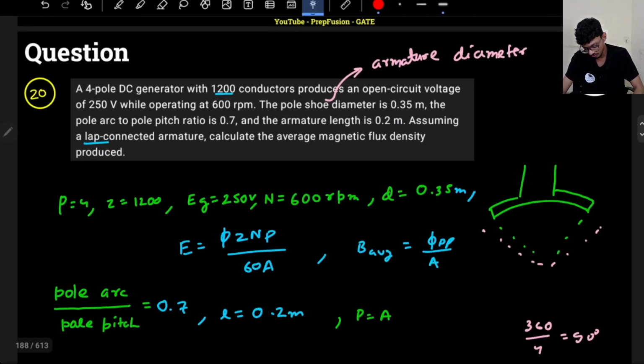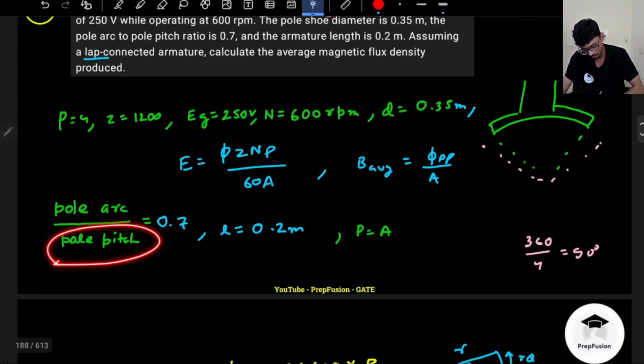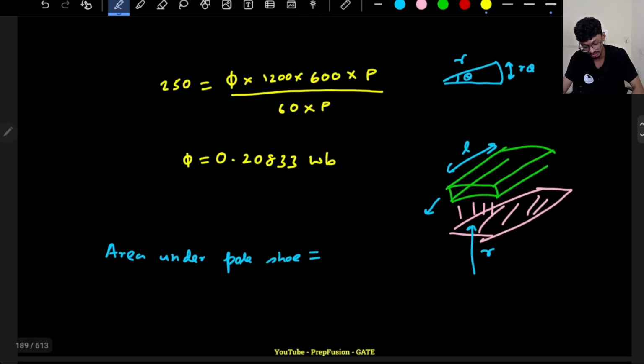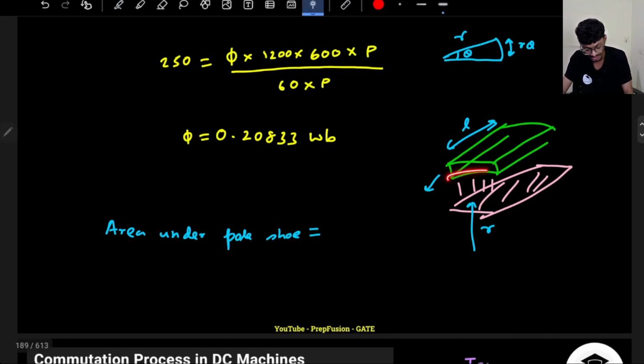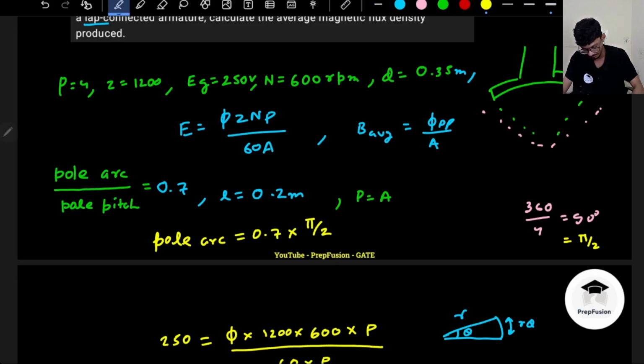So I know the ratio of pole arc to pole pitch. Pole pitch is 90 degrees, or in radians it is pi by 2. My pole arc, because that is what I am interested in, because that is how much actual area my pole covers, will be equal to 0.7 into pi by 2. So 0.7 into pi by 2 will be the pole arc.